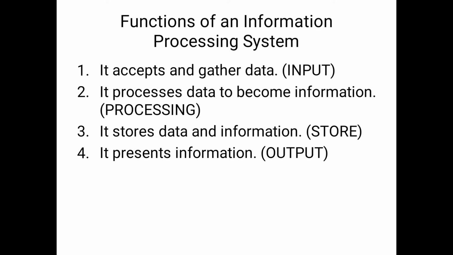Now the next one is the function of an information processing system. What are the functions? It receives the data from the user, from the outside world or an input device. The second function is processing. Once it receives this data, it processes it, stores the result in its own memory, and whenever the user wants the output, it gives the information to an output device such as a printer.